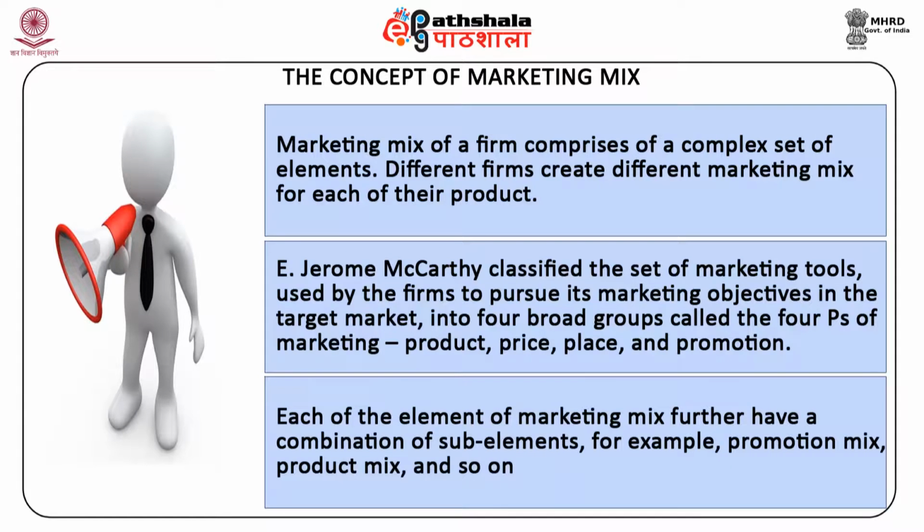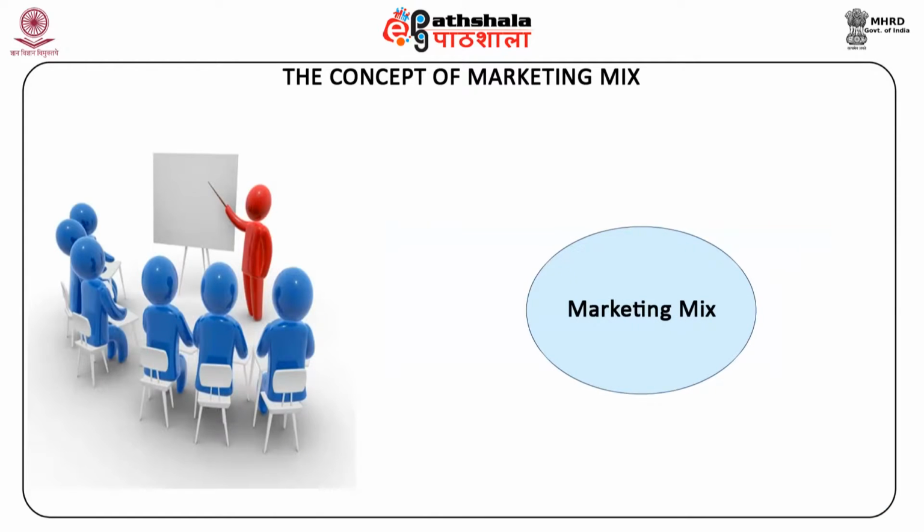Each of the elements of marketing mix further has a combination of sub-elements, for example, promotion mix, product mix, and so on. Moreover, while certain elements can be changed frequently in the short run, others can be modified only in the long run. For example, while a marketer frequently changes the price of the product, it rarely does so in case of its distribution channel. Marketing mix can be represented as a hub with the four elements: promotion, product, price, and place.